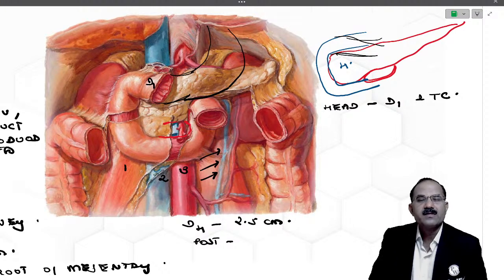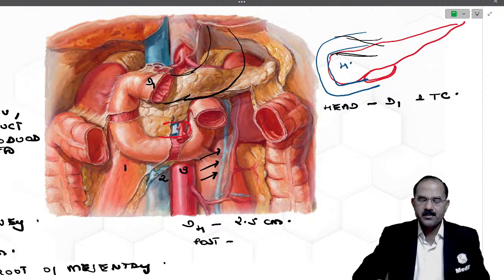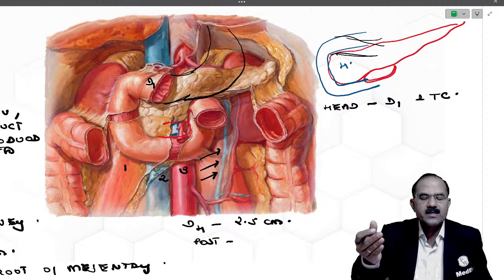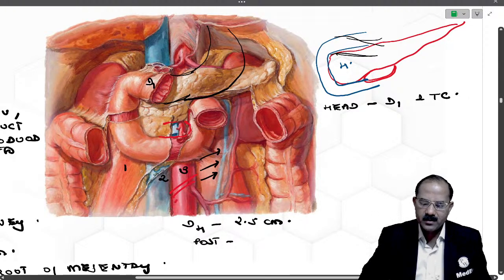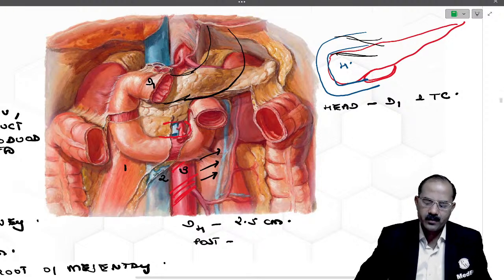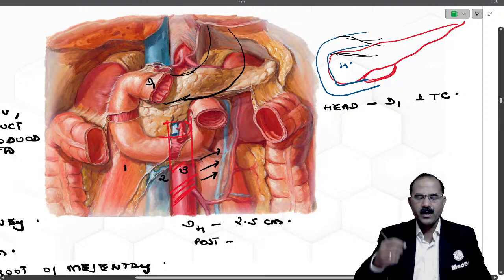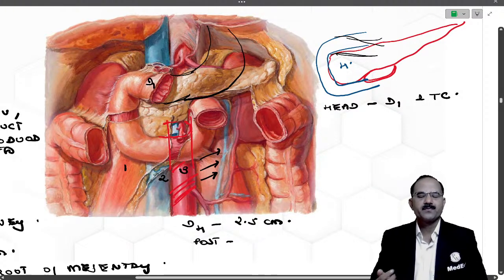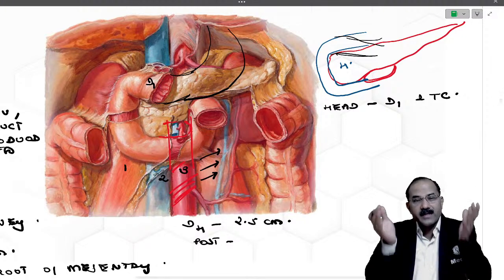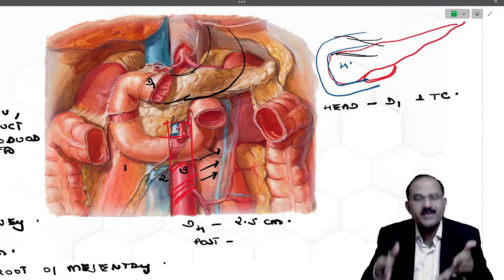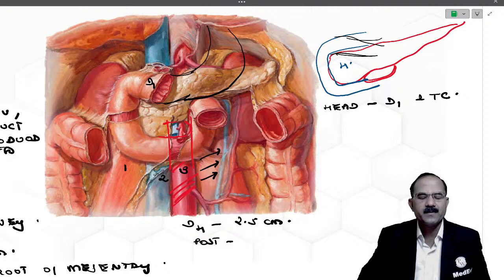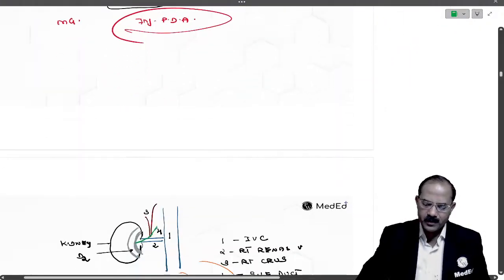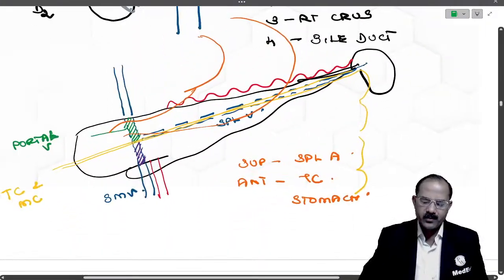Superior mesenteric vessels are related anteriorly to the uncinate process, and what is the posterior relation of the uncinate process? What is this big vessel? Aorta. This big aorta will be at the back, it goes behind. Just see the slides and try to understand them. The more you look into the slide, the more your concepts are going to be clear. Abdominal aorta, we draw this.